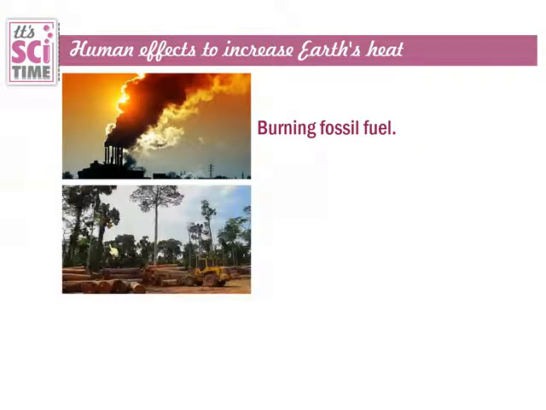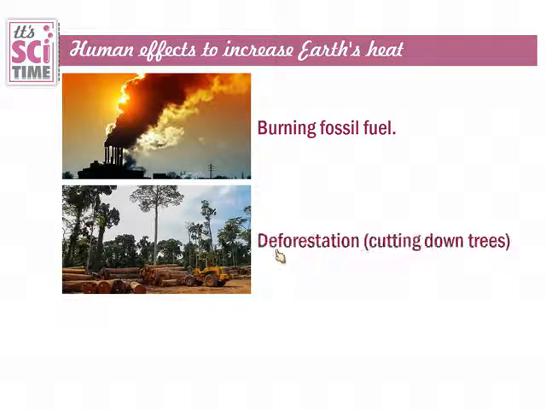Second, cutting down trees, which can be called deforestation. Cutting the forests. Any tree creates a kind of cooling effect around it. Once we cut down the trees, it will increase the earth's heat. That is the other bad effect of human beings that increases the earth's heat. There are a lot of side effects that come with that. We will discuss this.